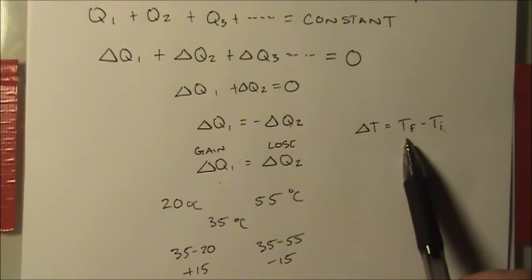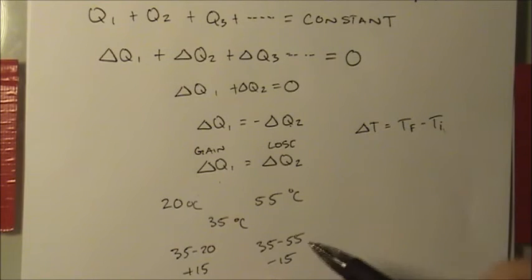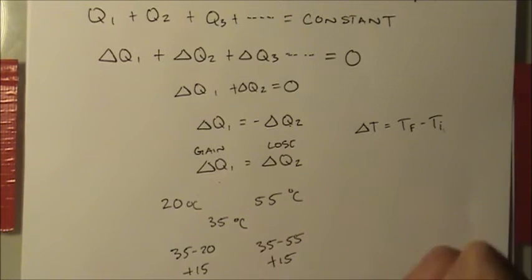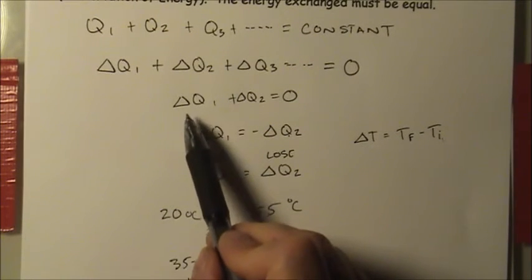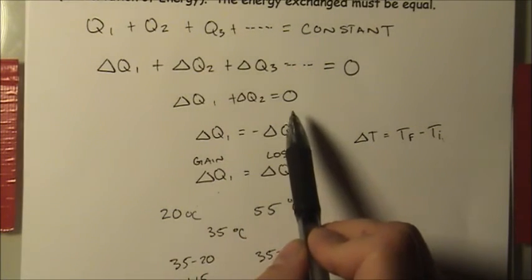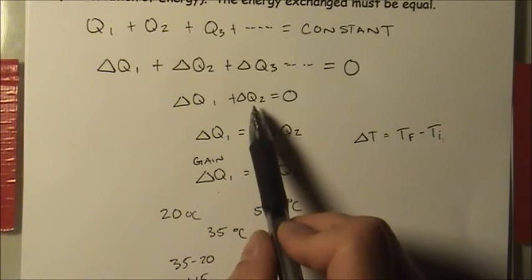So I would do the initial temperature, which is the bigger temperature, minus the final temperature, and in that case I would end up with a positive 15. So you can use either method. You can stick to the straight approach, add them up, and they must add up to 0, and just let the negatives work themselves out, because the negative will be built into the delta T.